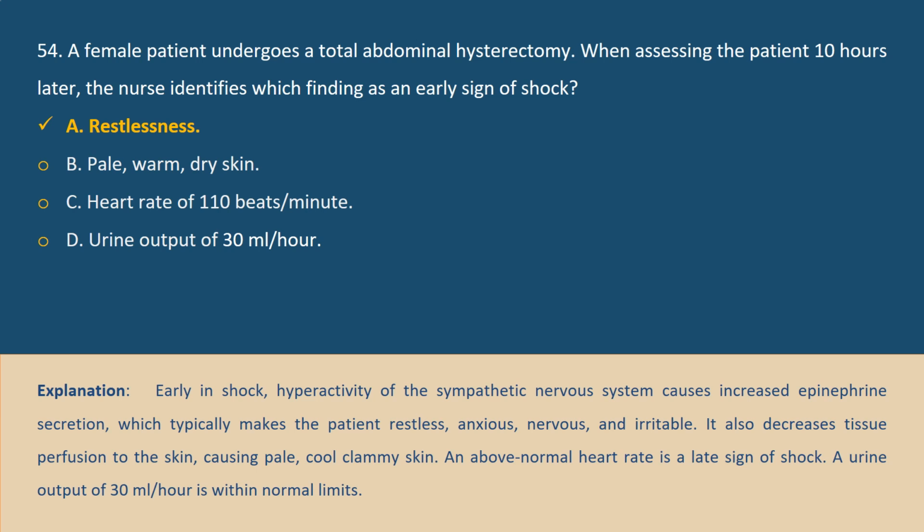Answer A. Explanation. Early in shock, hyperactivity of the sympathetic nervous system causes increased epinephrine secretion, which typically makes the patient restless, anxious, nervous, and irritable. It also decreases tissue perfusion to the skin, causing pale, cold, clammy skin. An above normal heart rate is a late sign of shock. A urine output of 30 milliliters per hour is within normal limits.